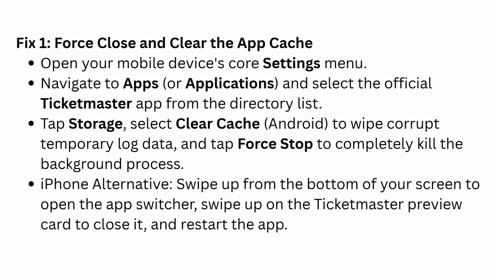Open your mobile device core settings menu, navigate to apps or applications and select the official Ticketmaster app from the directory list. Tap on Storage, select Clear Cache on Android to wipe corrupt temporary log data, and tap on Force Stop to completely kill the background process. For iPhone, you can alternatively swipe up from the bottom of the screen to open the app switcher, swipe up on the Ticketmaster preview card to close it, and restart the app.